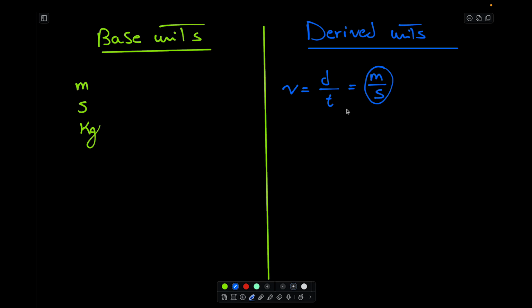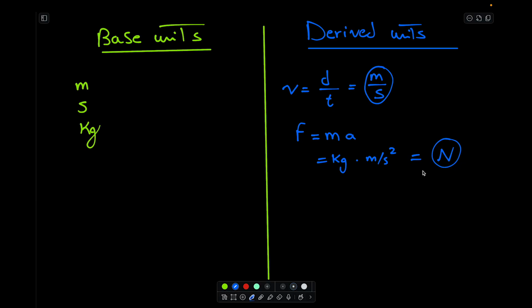For example, force. We are going to talk about it later also. Force equals ma, mass multiplied by acceleration. What is the unit regarding mass? kg. What is the unit regarding acceleration? Meter per second squared. At the end, you are going to get a new unit right there, which is called Newton. It can be considered also as a derived unit, not a base one.